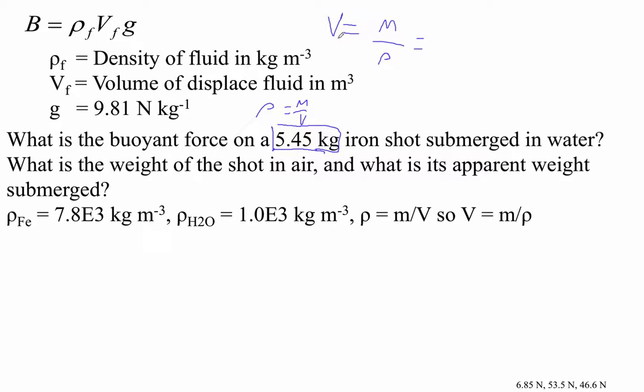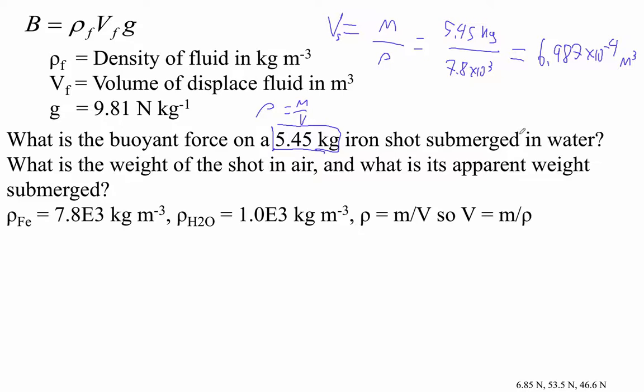So the volume of the shot, I'll call it VS, is 5.45 kilograms, and then we need the density of iron, which is this 7.8 times 10 to the third. So this is 5.45 divided by 7.8 E3. And this is small, 6.987 times 10 to the minus 4 cubic meters. But remember, a cubic meter is outrageously large. This is like 0.6 liters, if that helps.